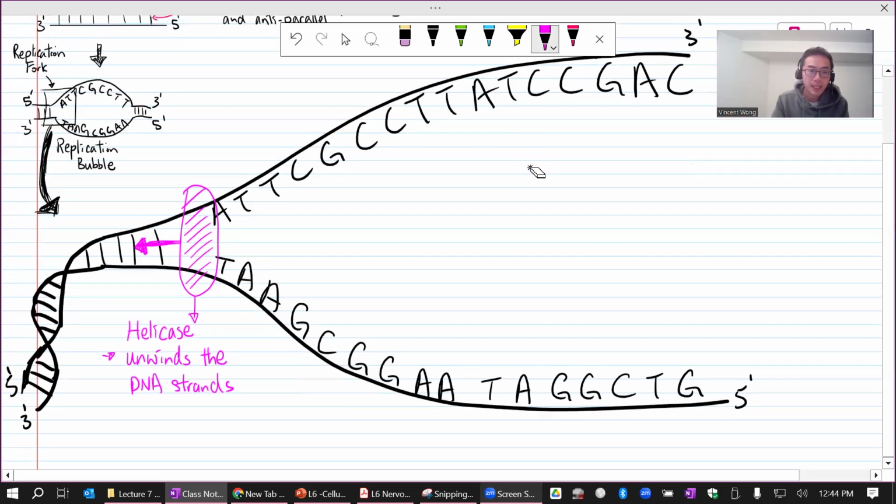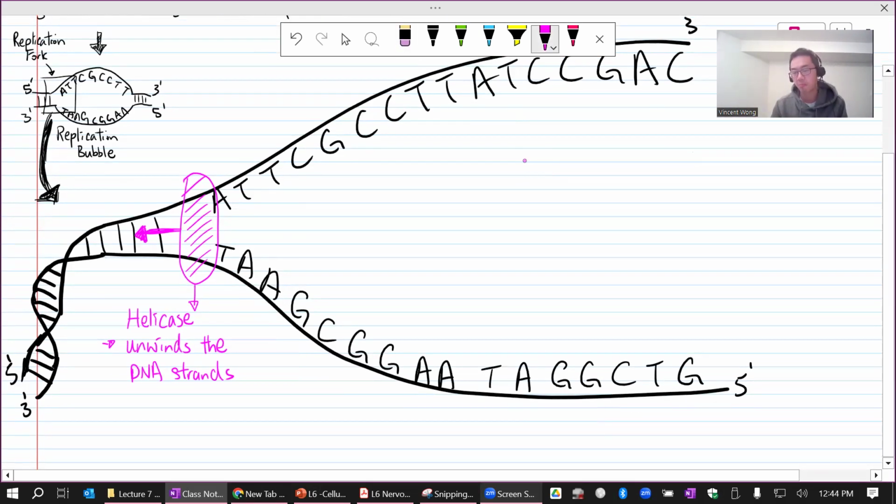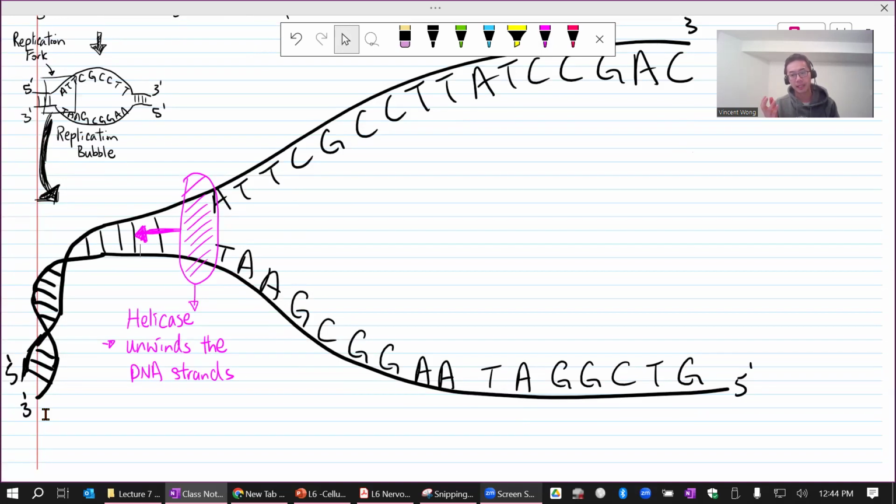Okay, now because DNA is a double helix, right? It's twisted up together. So as you unzip the DNA here, the remaining DNA is going to have a bit of tension built up in it. If it's all wound up like that and you're unzipping it, you're actually increasing the twist in the DNA. And if you don't do something about it, there's going to be too much tension, and the DNA might break. So there's another enzyme here.